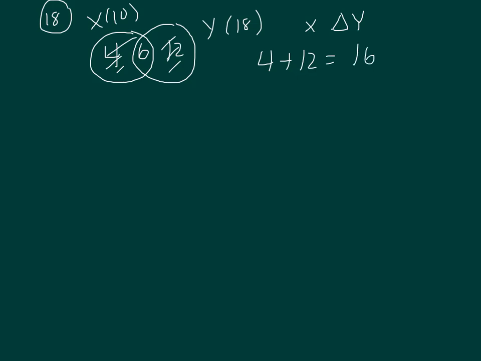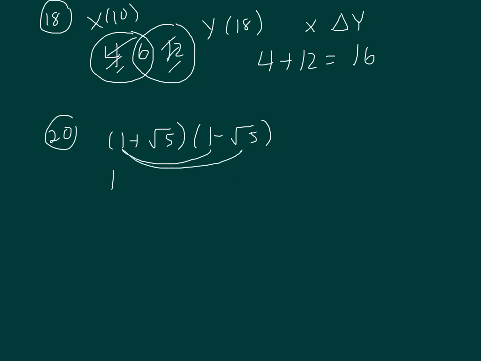And now I would like to work number 20. And number 20 is 1 plus square root 5 times 1 minus square root 5. I'm going to do this a long way first, okay? So you want to say 1 times 1 is 1, and 1 times negative square root of 5 is negative square root of 5. Now square root of 5 times 1 is plus square root of 5, and then square root of 5 times negative square root of 5 is just negative 5.